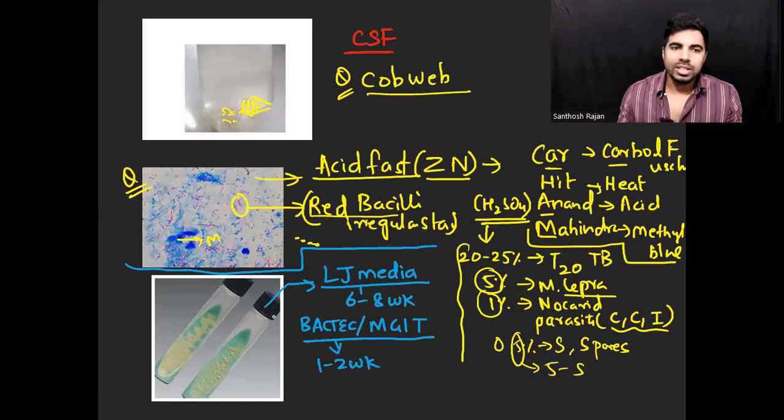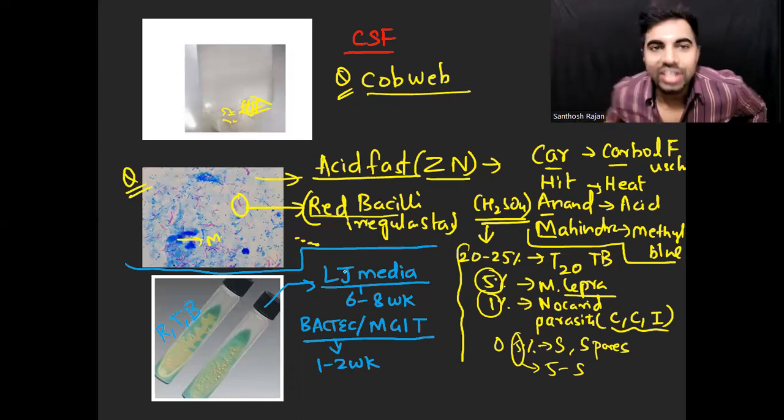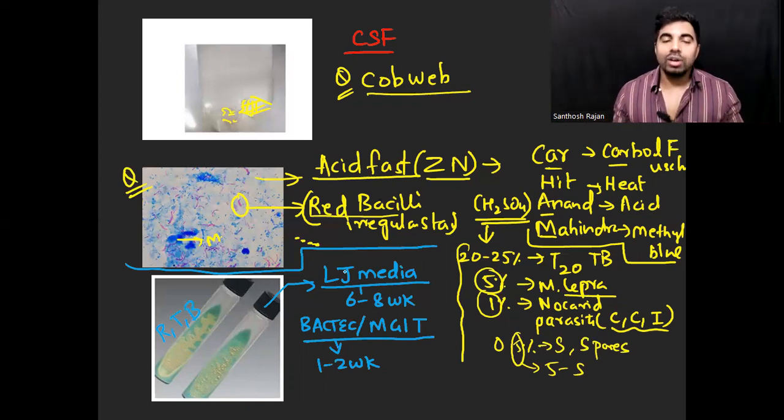You'll see it's positive. But this is LJ media. You see rough, tough, buff colonies. They call them rough, tough, buff colonies. They might ask. This picture is needed. This blue color media, there's only one blue color media. Which one is that? It's your LJ media, Lowenstein-Jensen media. It's TB. I know you must be knowing, but a few students have just started studying or came from abroad and didn't have much revision, so revise with me. LJ media, 6 to 8 weeks only.